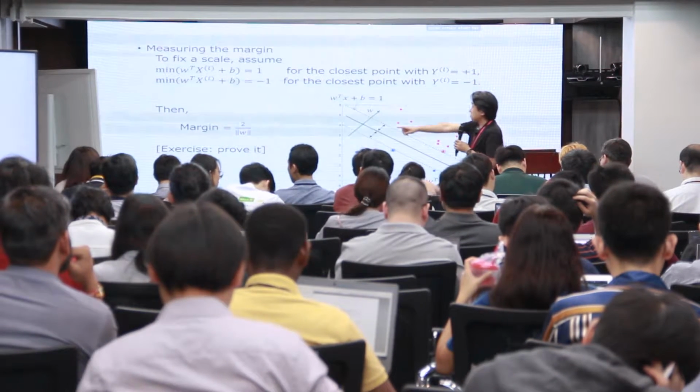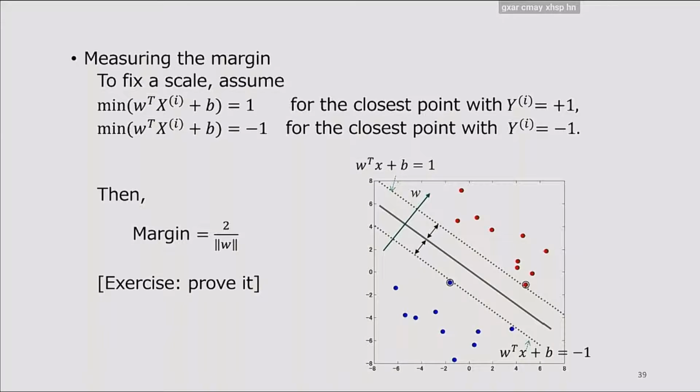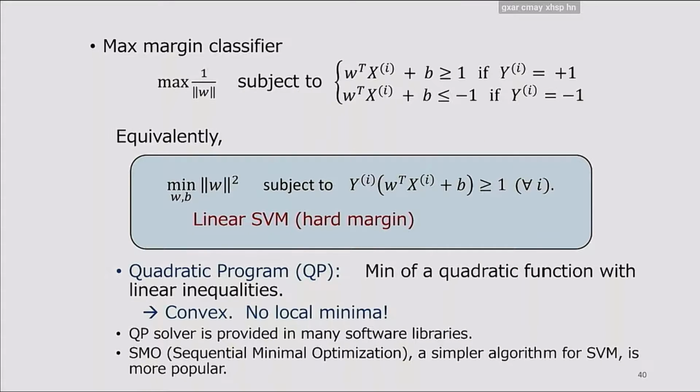This is very elementary geometry, so I leave it to you as an exercise. But if we have two hyperplanes given in this way, the distance between them is given by 2 over the norm of W. So this is the margin, and the support vector machine picks the hyperplane so that this margin is maximized. The objective is like this: we want to maximize the margin. 2 is not important, so 1 over the norm of W.